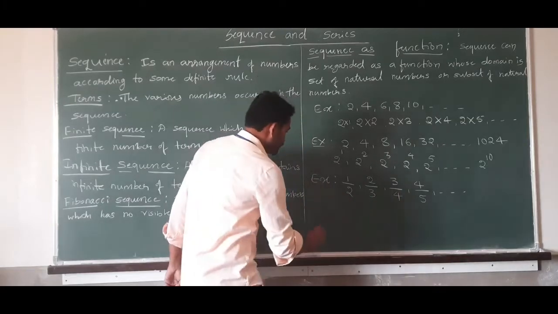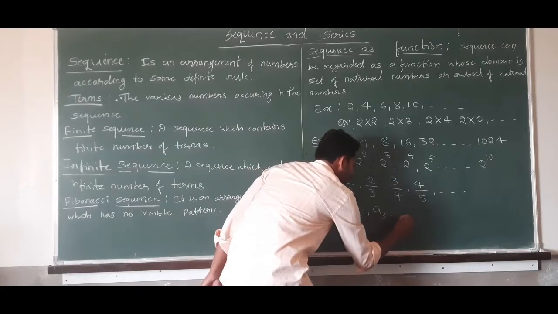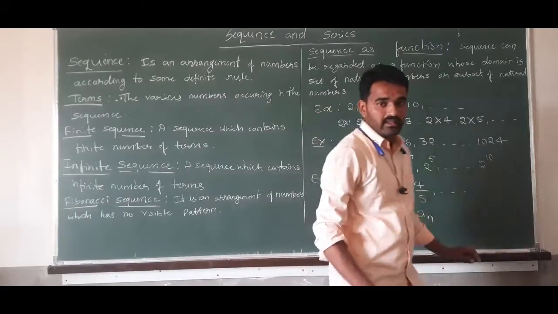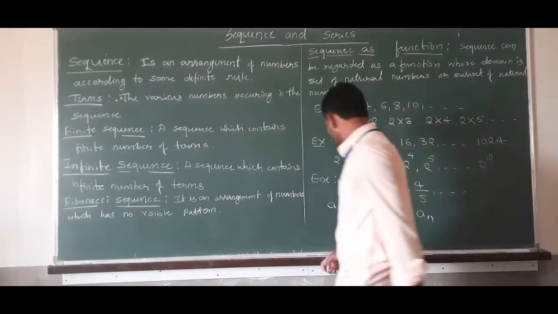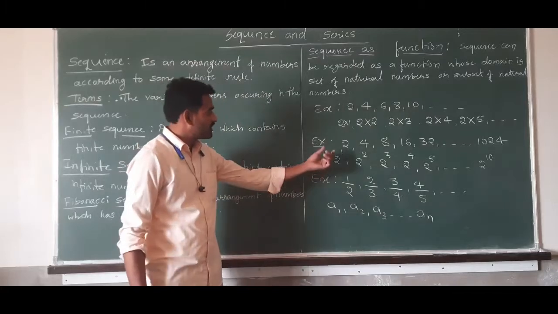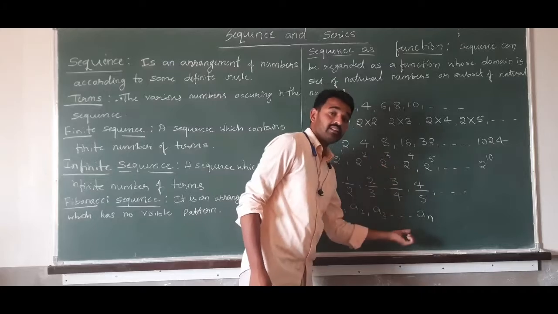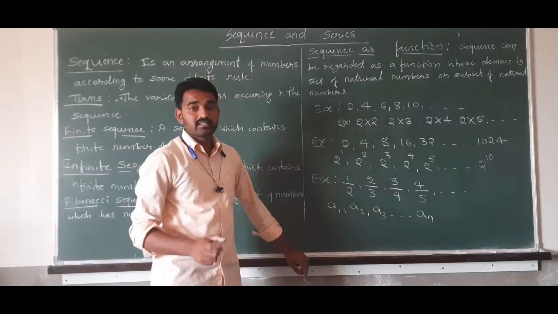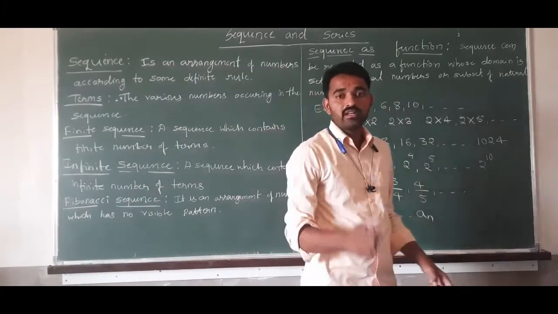In general, we denote the terms as a1, a2, a3 and so on up to an. The subscript indicates the position of the term. The subscripts 1, 2, 3 and so on up to n indicate the position of the terms. If the sequence has n terms, then an is the nth term, at the nth position of the sequence.